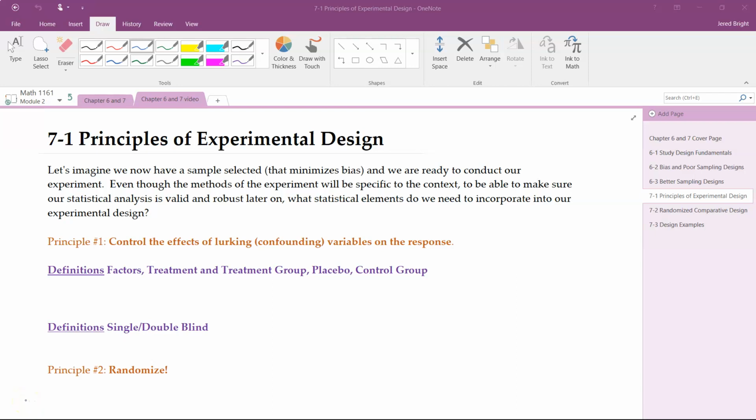Assuming we have a strong sampling design, we're ready to move on to the experiment. And so that experiment is going to be highly sensitive to whatever context we're in. However, every experiment needs to have three major principles from statistics in it, or at least accounted for somewhere, so that later on, when they're ready to do the analysis, it will be valid and it will be robust. Okay? So you can see the three principles outlined here.